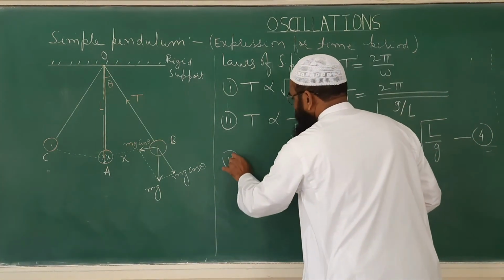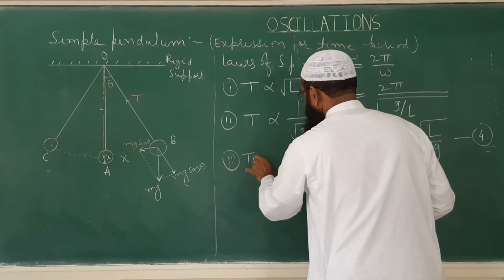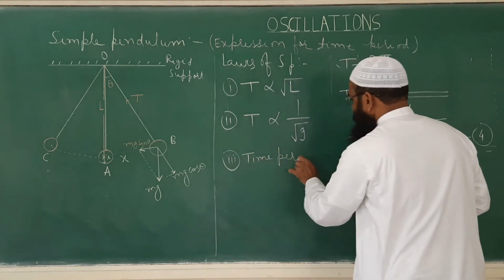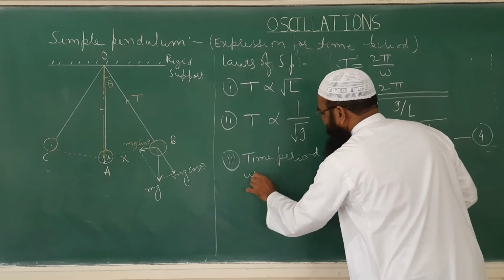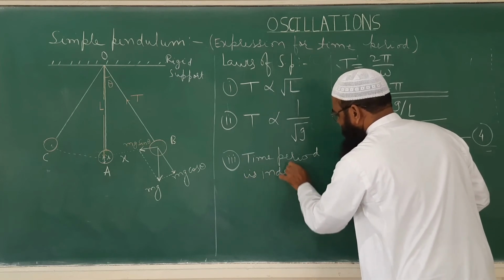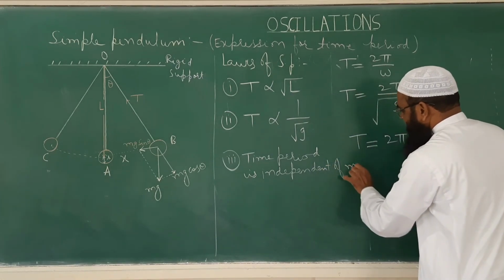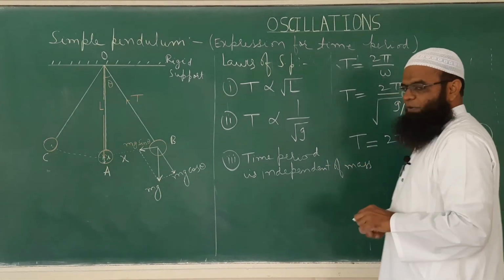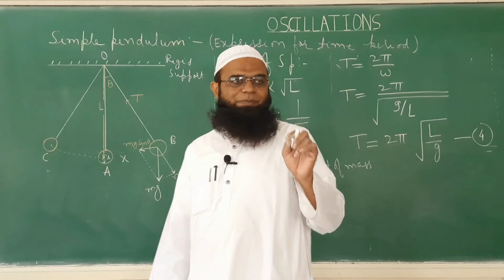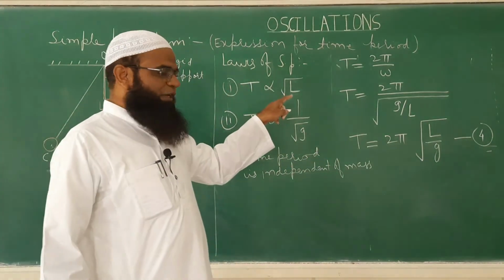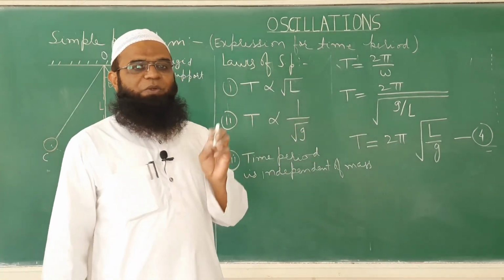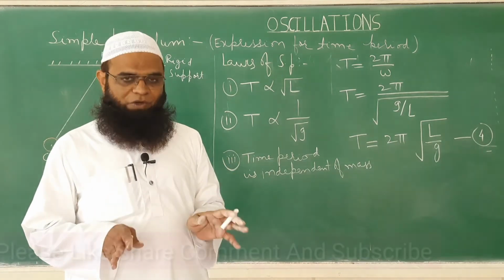Third, time period is independent of mass. Time period is independent of the mass of the bob. And fourth, time period is independent of amplitude, provided that the amplitude of oscillations is small.